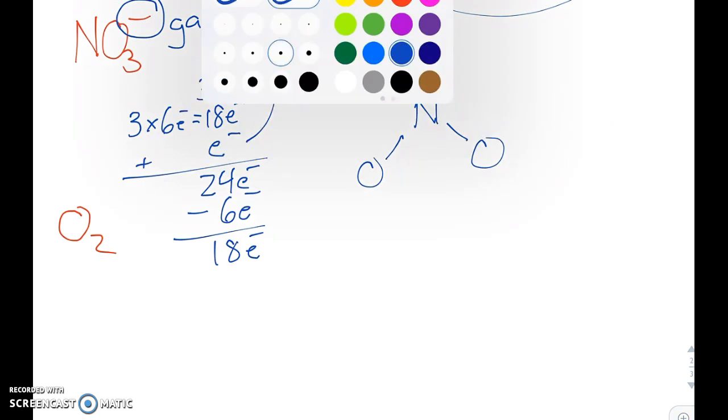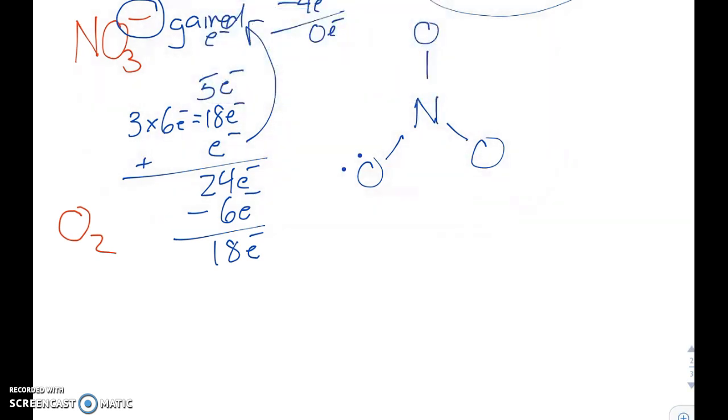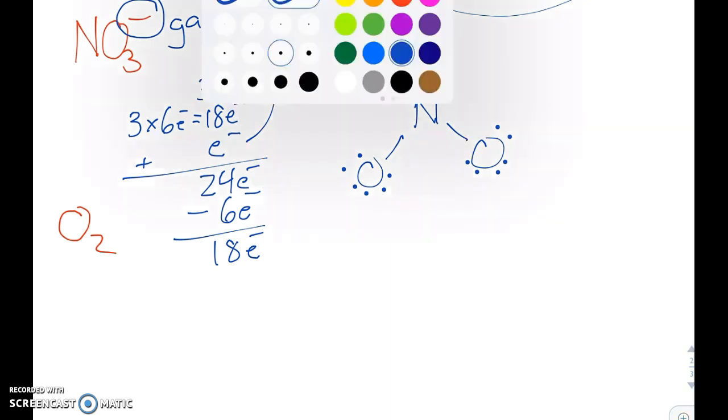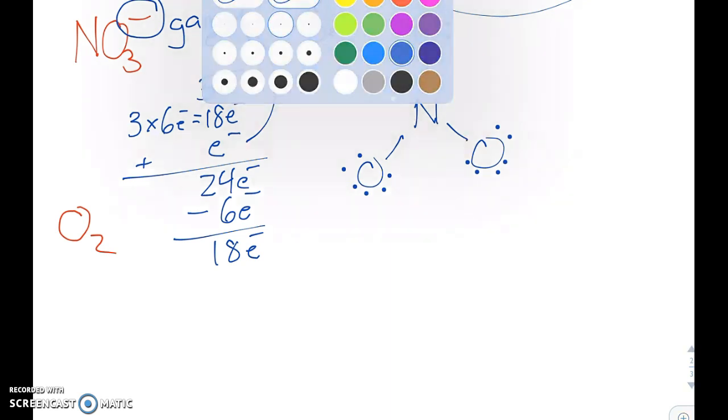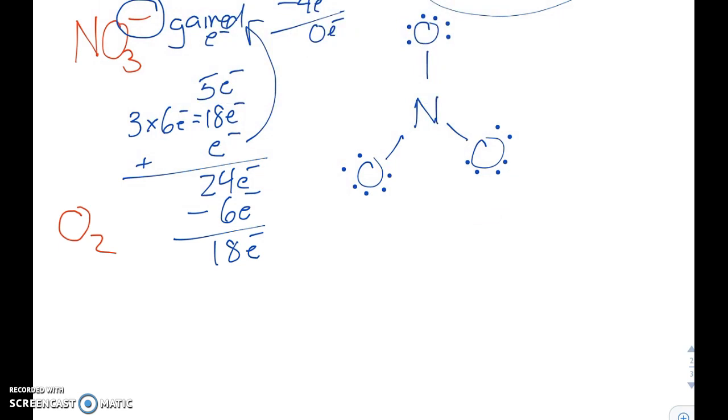I'm going to go back to my dots. I need to complete the octet on each oxygen. 1, 2, 3, 4, 5, 6. Remember, plus the 2 that are already in the bond. Oh, I missed one there. Let's go back. And 6 and 6 and 6, or 6 times 3 is 18. I've got 0 left, so there are no extras to put on the nitrogen.